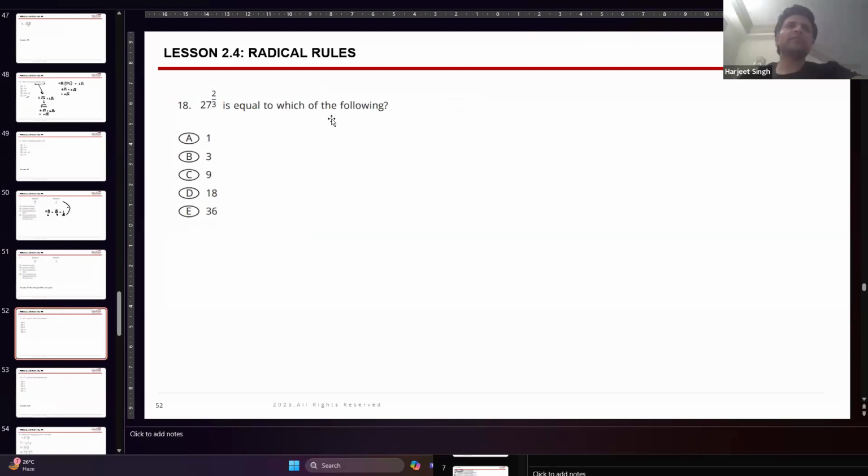This is equal to what? 9. So 27 is 3 cube raised to 2 by 3, 3 squared, 9.